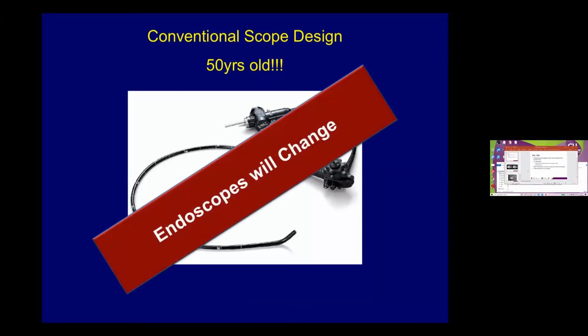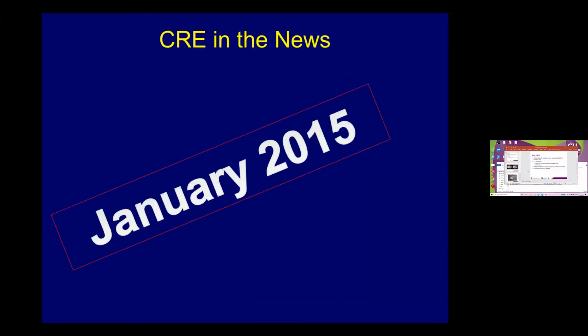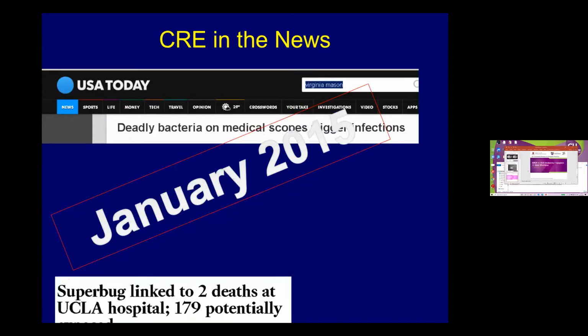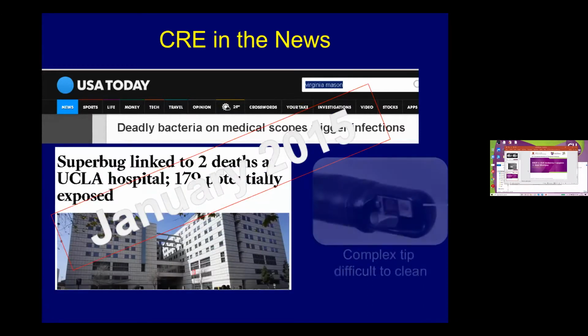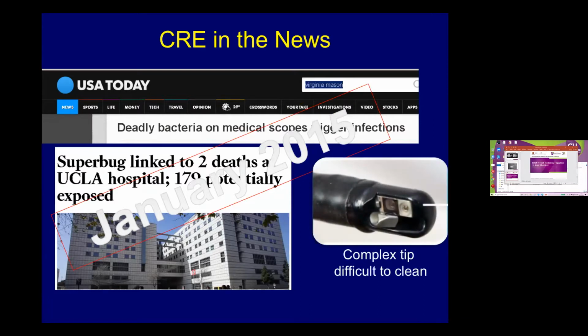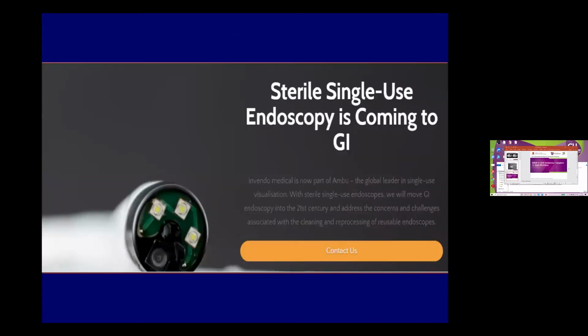But I believe that we now realize that endoscopes will change. Of course, the pattern of endoscopes, already the change is coming in. And one of the reasons these changes are occurring is the potential of these endoscopes to transmit infection. The CRE infections in duodenoscopes became big news a couple of years back in the US, not only in literature but also in the lay public. The reason for this was the complex tip in these side-viewing scopes, which are difficult to clean. So this gave way to the potential of single-use disposable endoscopes coming in.